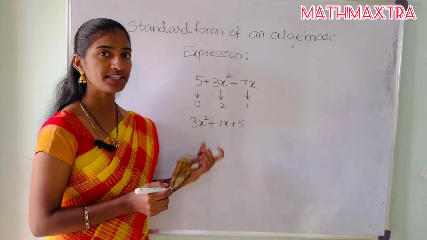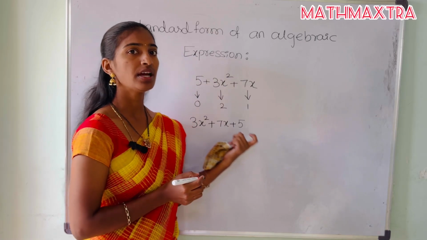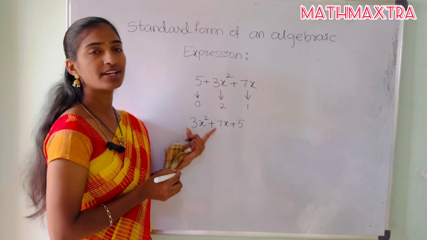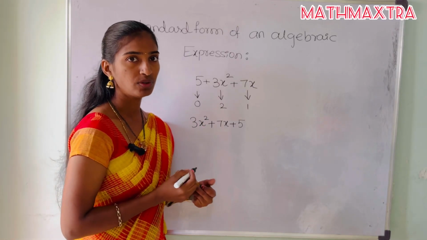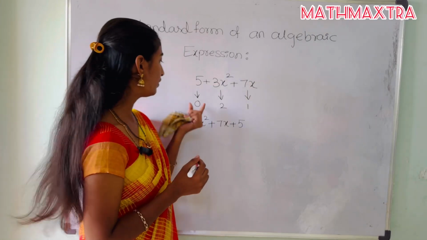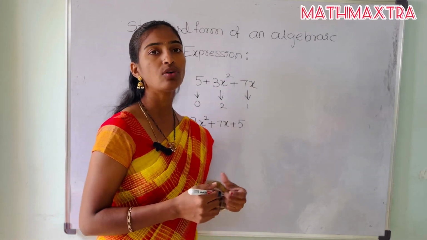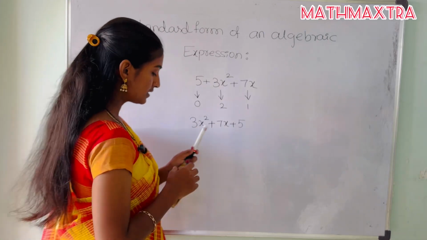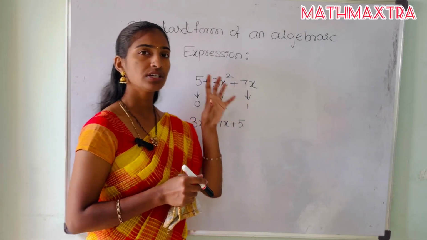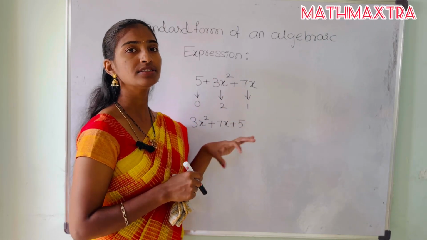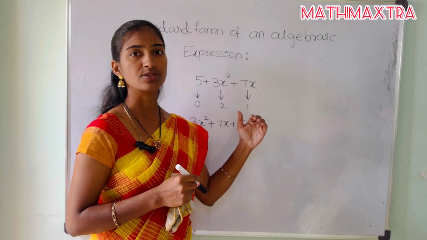We have to arrange the terms of the expression according to descending order of their degrees. Then we can say that it is in the standard form. Degree of any constant term, not only 5, degree of any constant term is always 0. Just before, we discussed the degree of a monomial. Now we will discuss in general the degree of an algebraic expression.